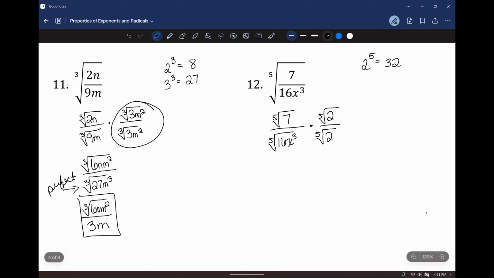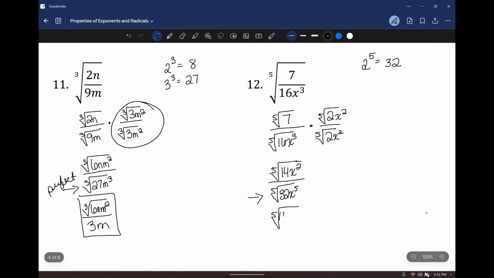So I'm going to do that on top and on bottom. And then I have 3 x's, but I need something that divides by 5. So I go up to 4. That's not enough. Up to 5. That gives me my 5 x's. So I need 2 more x's with that. So we'll multiply across. 7 times 2 is 14. x to the second. All over the 5th root of 16 times 2 is 32, x to the 5th. And remember, this should be perfect because you made it that way.